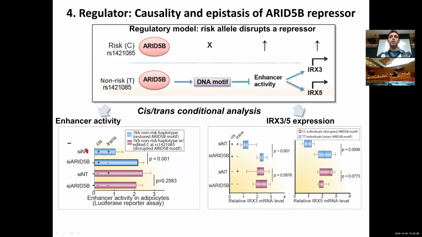We did conditional analysis of disrupting the cis and the trans of that locus. And what we found is that you needed to have both the cis and the trans intact. You need to have both a working motif and a working protein in order to see successful repression of the enhancer, in order to see successful repression of either of the two target genes. Without the trans-acting repressor, these regions became de-repressed and overactive, and these genes became de-repressed and overactive. Everybody with me so far?